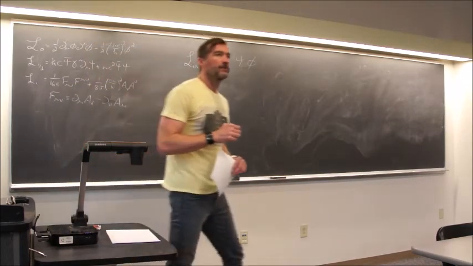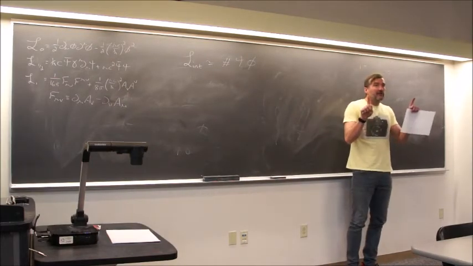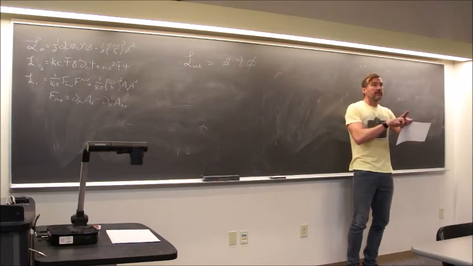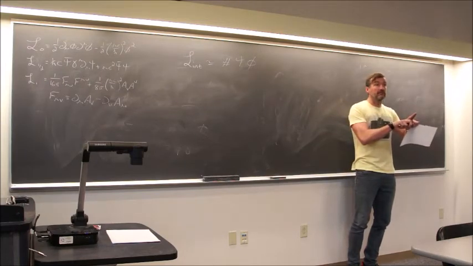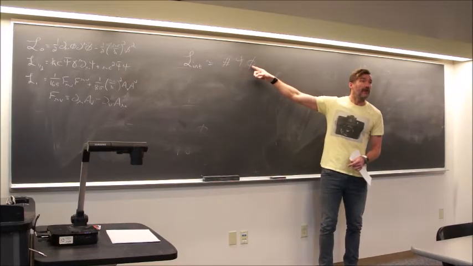Literally, it's that simple. If you have two fields that are multiplied together in some term in the Lagrangian, then there's an interaction between them. The value at a certain point of this impacts the value of that.